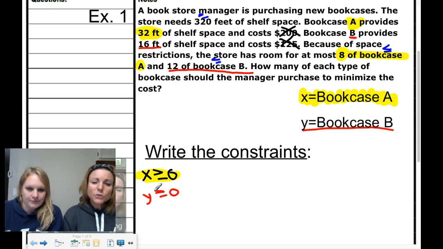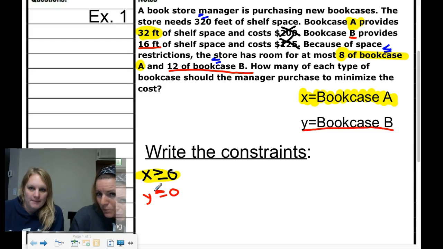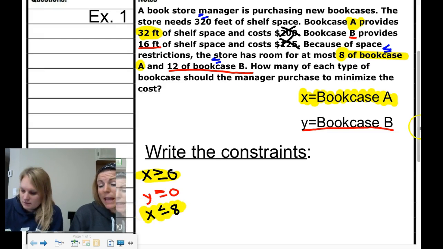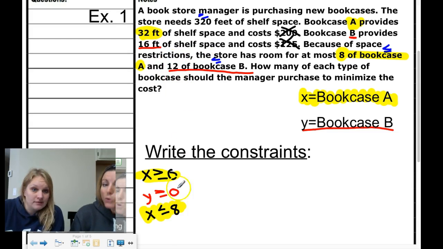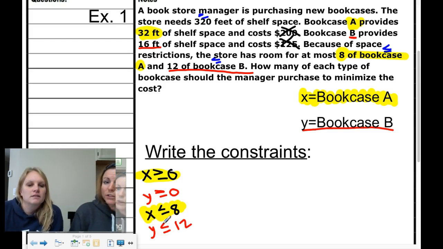Okay, so now let's go back and use the information we know. Let's start with the part where you wrote less than or equal to signs in blue. It says, because of space, the store has room for at most 8 of bookcase A, which we're calling our X. So at most means X must be less than or equal to 8. I'm going to color code that yellow. You can't have any more than 8, but I can have up to 8. And B, the same thing. They have room for at most 12, so Y is less than or equal to 12. There's 4 constraints right there.